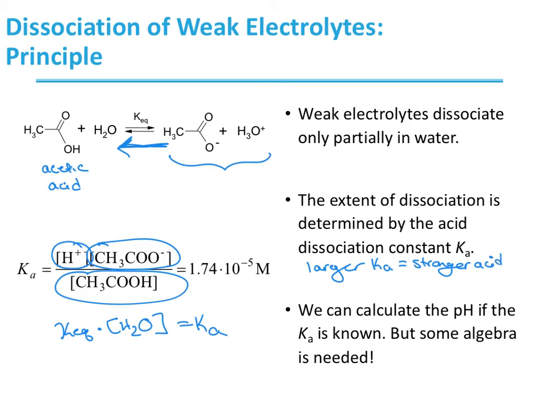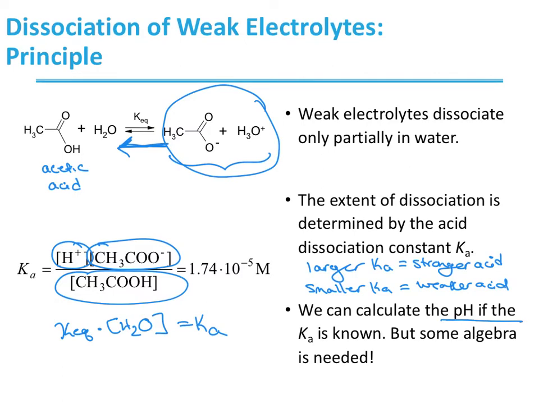Which makes sense, because if Ka is bigger, then the concentrations of these products are greater, which means more ionization is taking place, and the reaction is lying further to the right. However, if the Ka is small, that means that the dissociation isn't happening to much of an extent, and therefore that's a weaker acid. Because the strength of an acid is simply how well it dissociates into hydronium ions and its conjugate base.